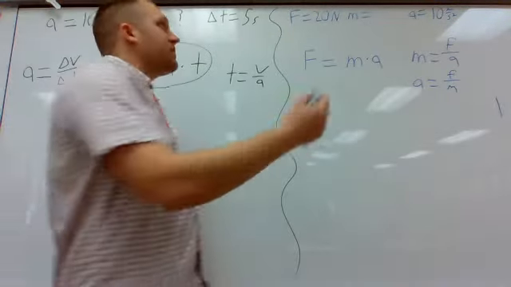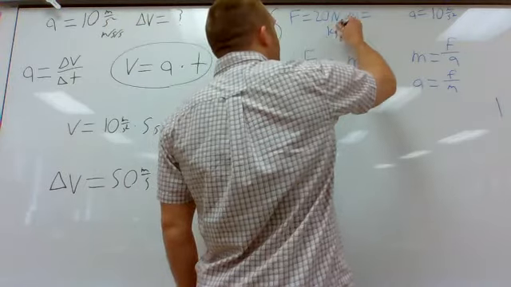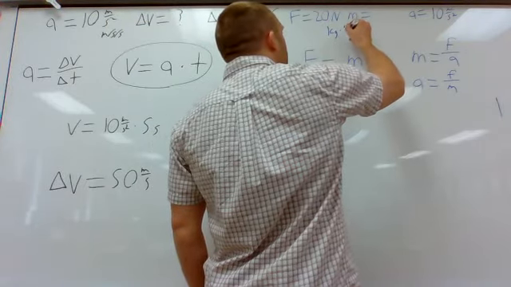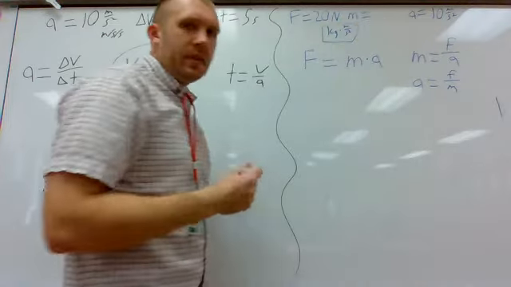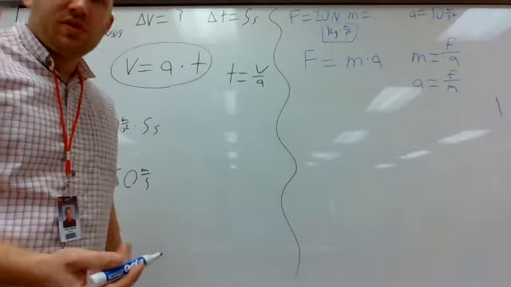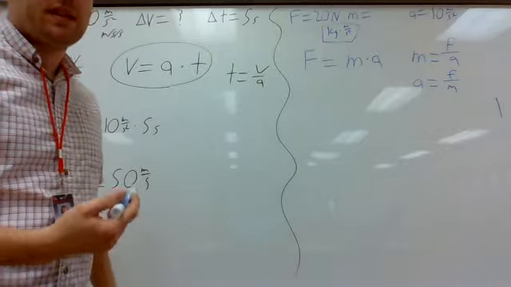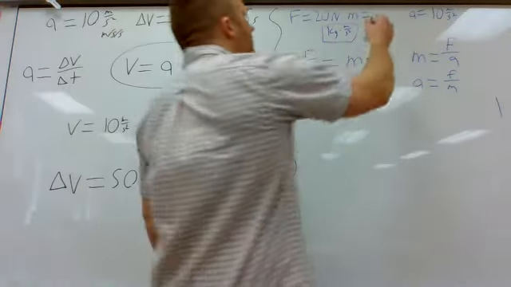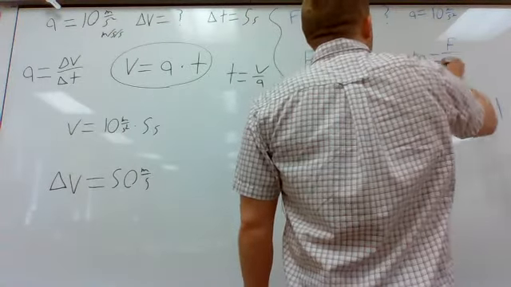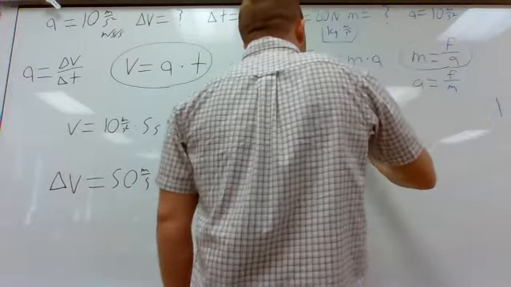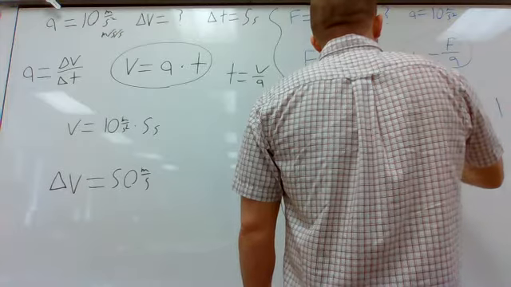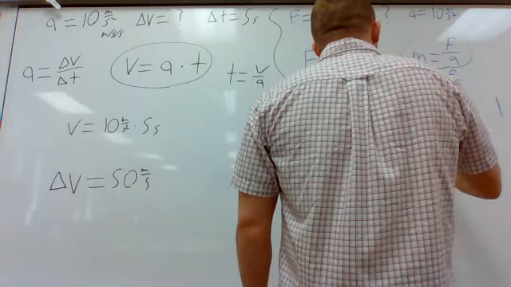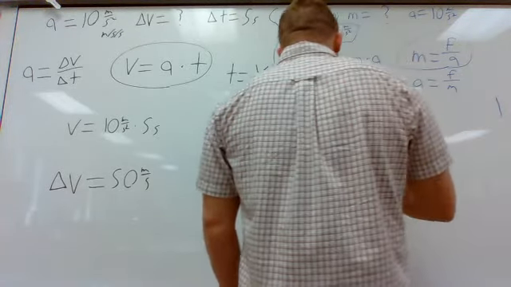Newton stands for kilogram times meters per second squared. But since that is really tough to write out every time, that's why we just change it to newtons. Newtons is shorthand for kilogram meters per second squared. What's my mass? That means I use this version of the equation with mass all alone. Mass equals 20 newtons divided by 10 meters per second squared.